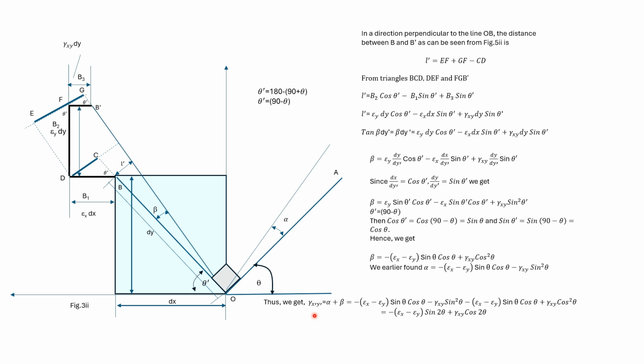Gamma x dash y dash is equal to alpha plus beta. So we add these two expressions. We get minus bracket epsilon x minus epsilon y times 2 sine theta cos theta, which we write as sine 2 theta, plus gamma xy times cos square theta minus sine square theta, which we write as cos 2 theta. So this is the expression of shear strain.